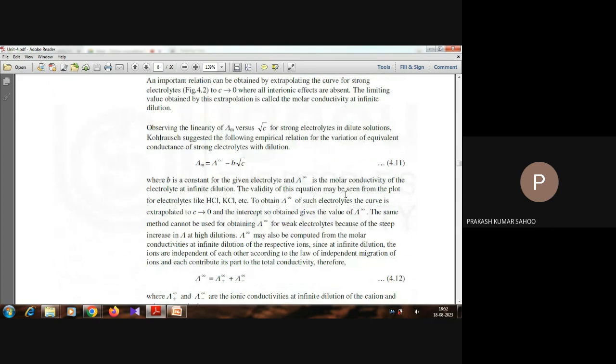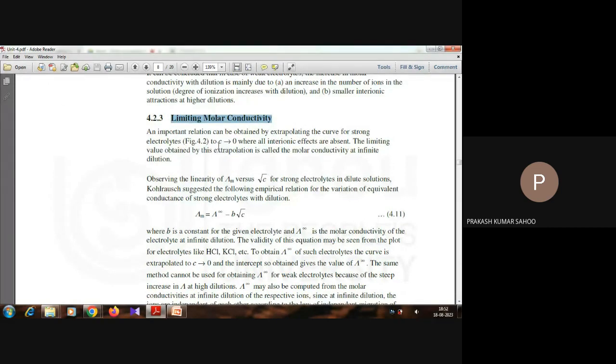So for limiting molar conductivity, if concentration tends to zero, where interionic effects are absent, the limiting value obtained by this extrapolation is called molar conductivity at infinite dilution. At infinite dilution, the strong electrolyte conductance becomes zero. That means there will be a negligible number of ions per unit volume, and their ionic mobility decreases considerably. That's why the molar conductivity becomes very low. At this condition, this molar conductivity is known as limiting molar conductivity.